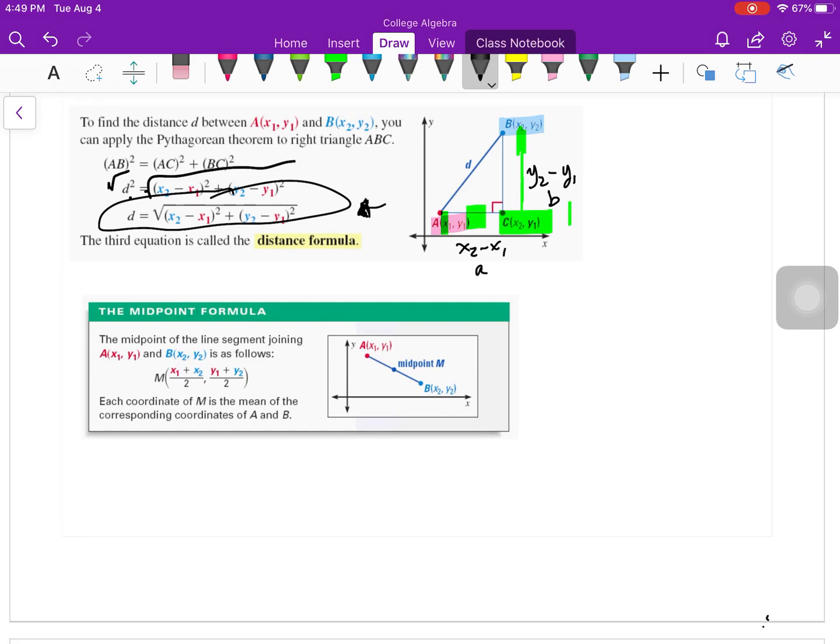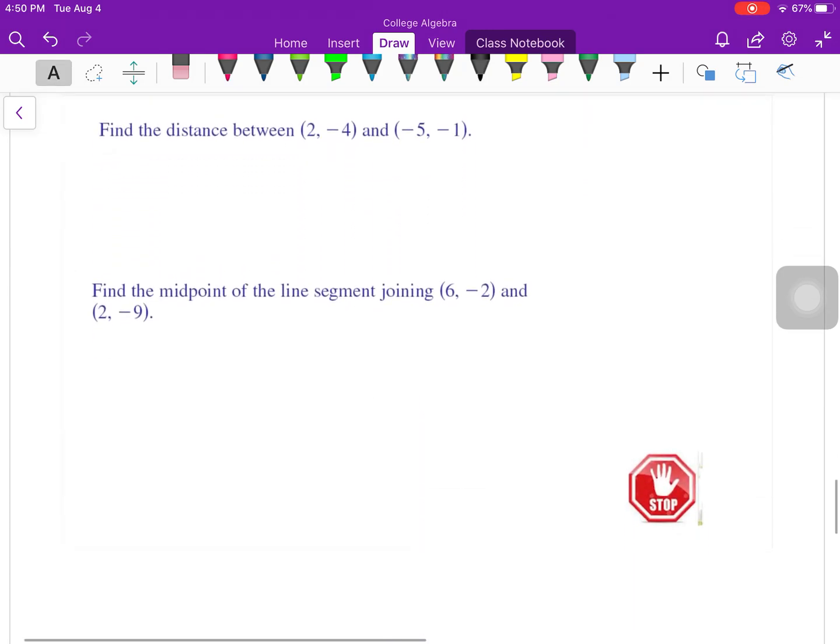You're going to have to know how to compute that distance. Now, midpoint means it's in the middle. When something's in the middle, it's an average. So if I'm in the middle of point A and point B, I'm going to average my x's and average my y's. To average means to add them up and divide by 2. So my x1 plus x2 added together, divided by 2, and y1 plus y2 divided by 2 gives me my midpoint. Let's just try a couple of those.